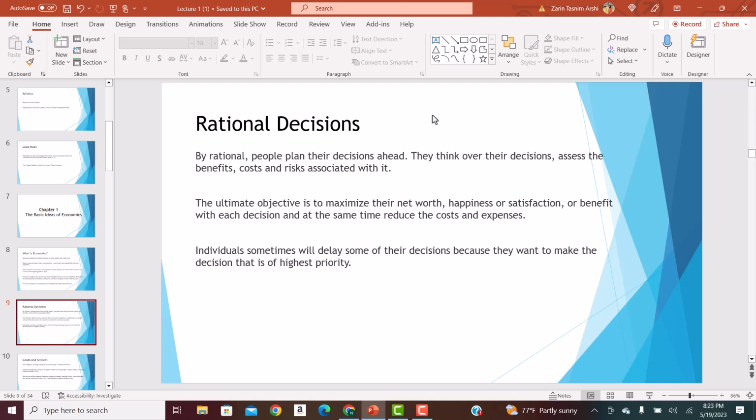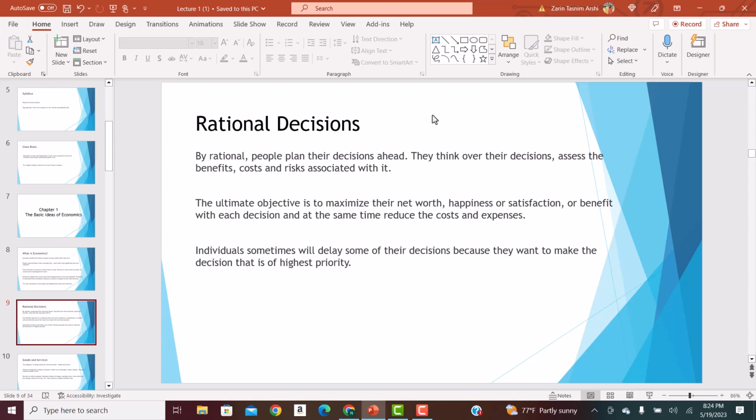Okay, so the ultimate objective in economics when we are making a choice is to maximize your happiness or satisfaction or benefit. In economics, that happiness or satisfaction is known as utility. When we say we maximize our satisfaction, we basically maximize the benefit that we get from the choice and reduce the costs and expenses to a minimum.